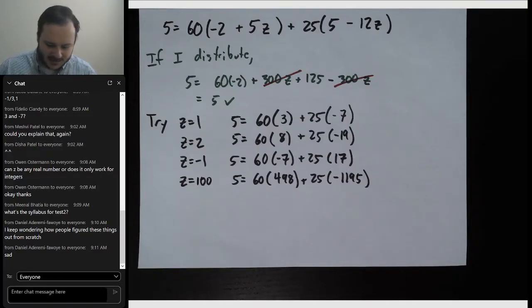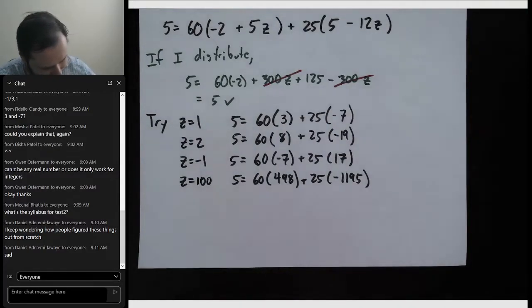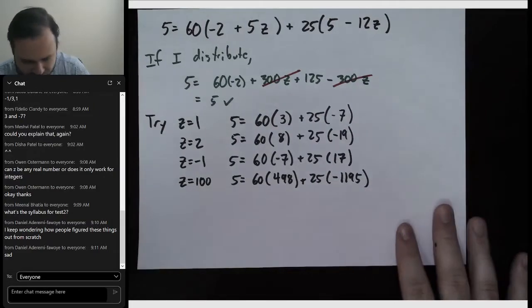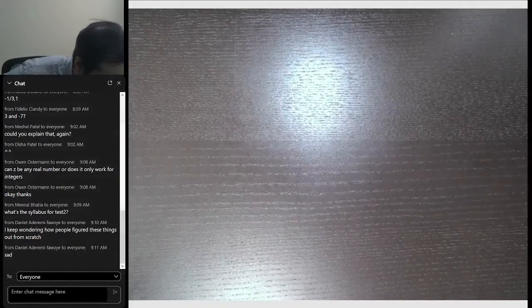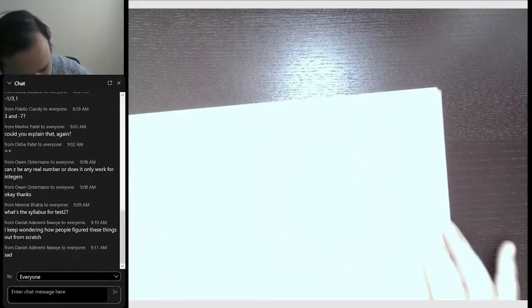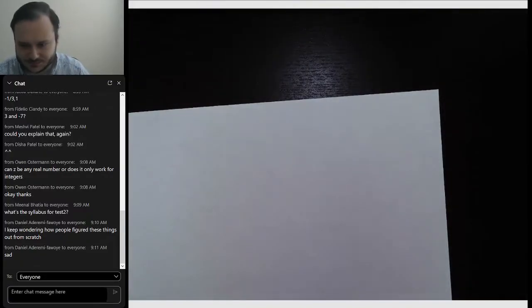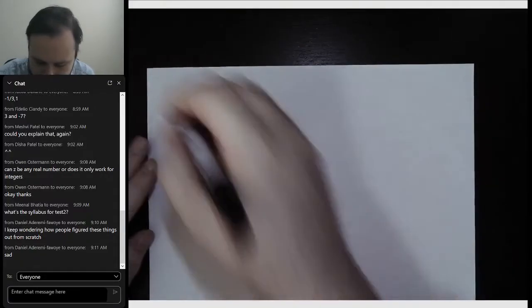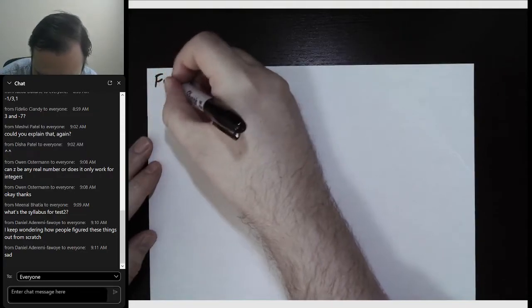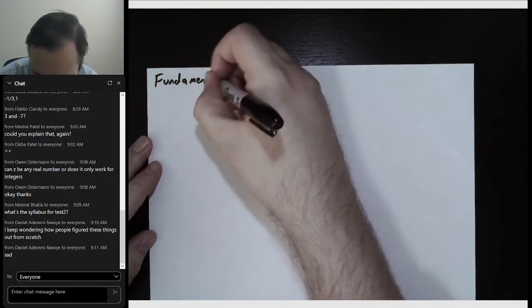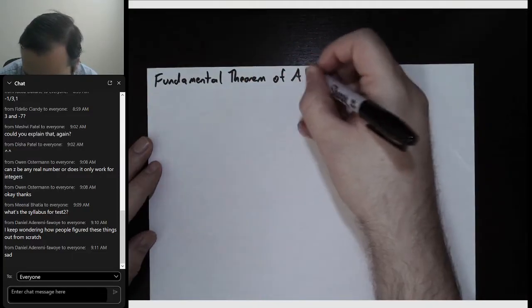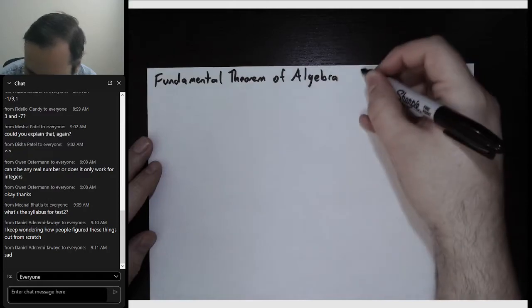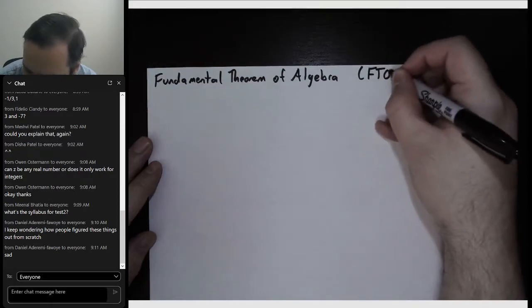Got 11 minutes past the hour. Let's gather back again. Refocus. So I want to shift topics. Go to a new page. I want to talk about the fundamental theorem of algebra. We're going to abbreviate FTOA.